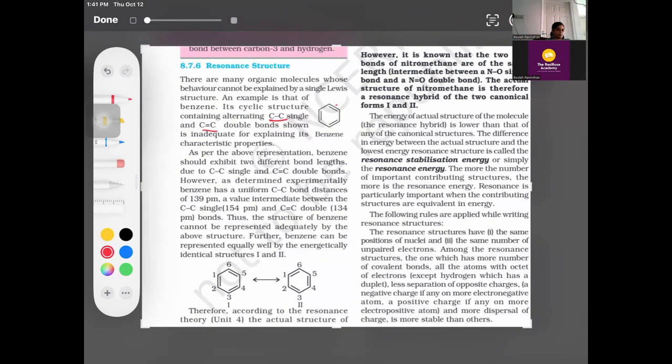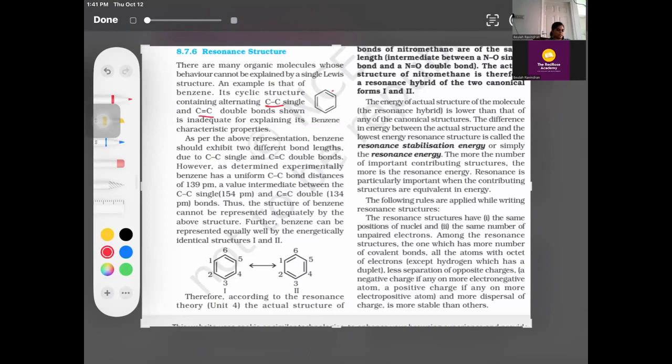Okay, so benzene should exhibit two different bond lengths: C to C single bond and C to C double bonds. But it is uniform, where the C to C bond length is 139 picometer, a value intermediate between the C to C single bond and the C to C double bond. C to C single bond is 154 picometer and C to C double bond is 134 picometer. So if you take an average, it is nothing but a middle bond.